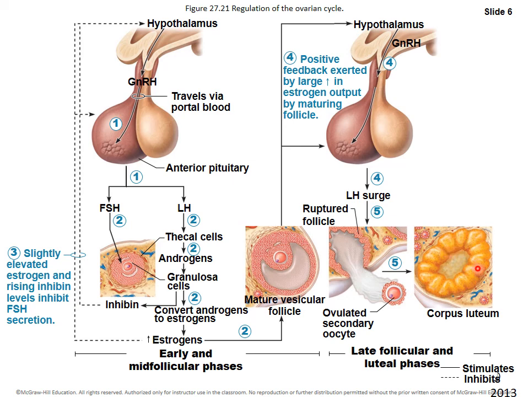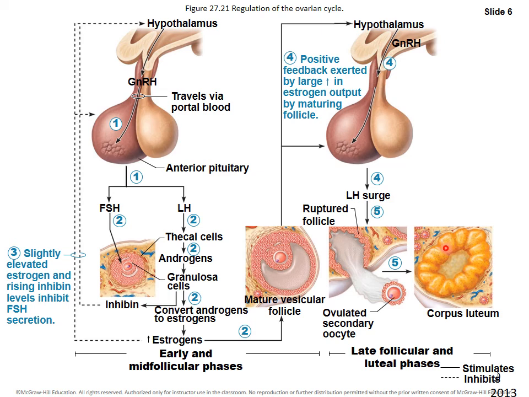If no pregnancy ensues, then remember, after about 8 days, the corpus luteum begins to degenerate into a corpus albicans. And in the absence of progesterone, we start to see LH and FSH production come back up. And when that happens, we end up back where we started. Levels of FSH and LH come back up, and we start the cycle all over again for another 28-day cycle.